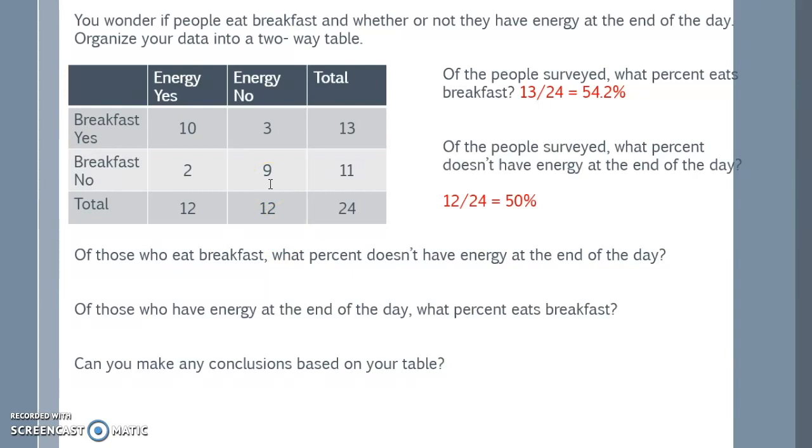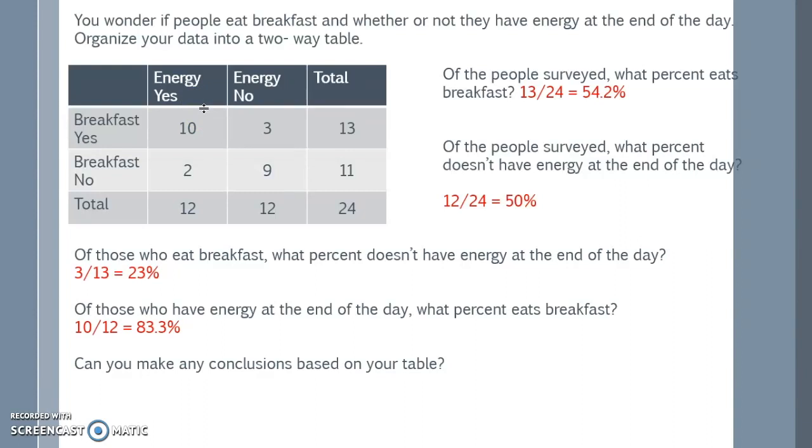Of those who eat breakfast, what percent doesn't have energy at the end of the day? So of all of the people who ate breakfast, 13, there were 3 that had no energy at the end of the day. So 3 out of 13 is 23%. Of those who have energy at the end of the day, what percent eat breakfast? So of those that have energy at the end of the day, which are 12, 10 of those ate breakfast. So 10 divided by 12 is 83%.